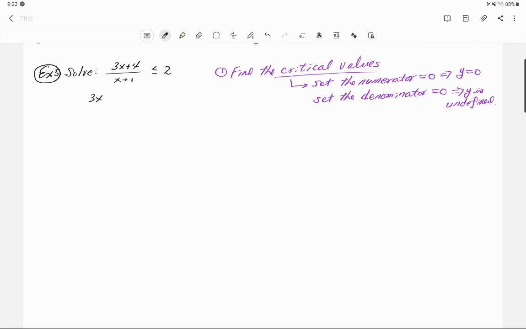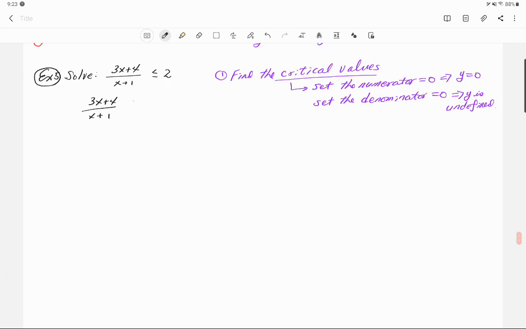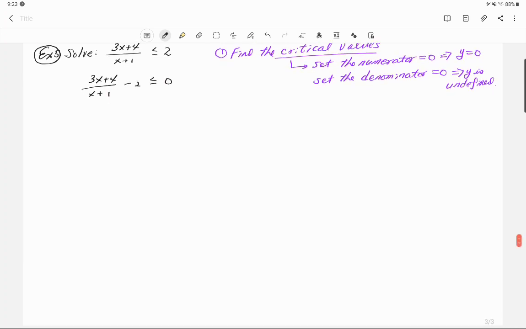So move 2 from the right to the left. So it will be -2. Then once we have this on the left-hand side, we can make it one fraction. So if we rewrite it, it looks like this. The denominator of this term is over 1, right? So we can make the same denominator, x plus 1. So the numerator must be multiplied by x plus 1.